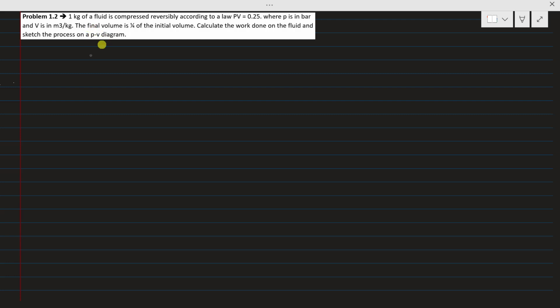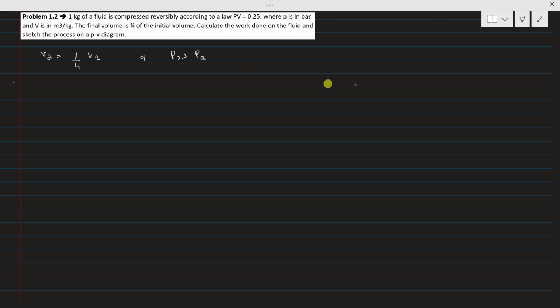So the final volume, let's say V2, is equal to 1/4 of the initial volume V1. So it means there is a compression taking place in the system, so the final pressure will be higher than the initial pressure P1.